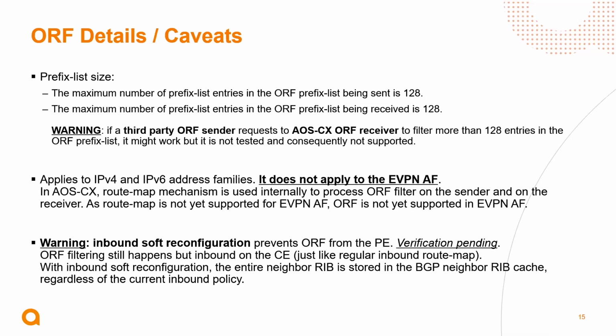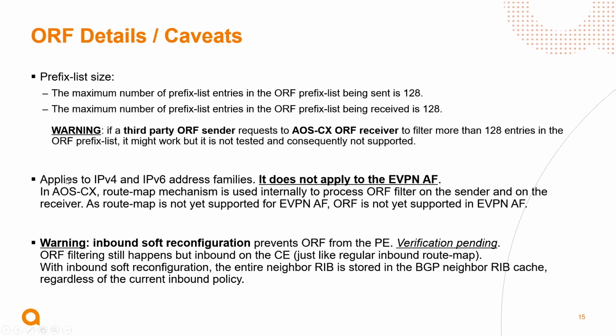If there is a third-party ORF sender that is requesting a CX switch as an ORF receiver to filter more than 128 entries, so it could be the case, RFC would permit that. It might work, but it's not tested, right? So consequently, this is not supported. Again, this would be an ad hoc case-by-case consideration and test to be performed.